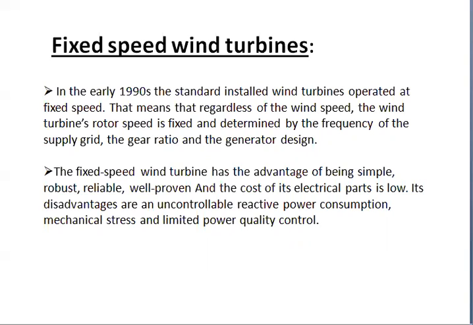In general, wind turbines can operate either with a fixed speed or variable speed. Coming to the fixed speed wind turbines, in the early 1990s, the standard installed wind turbines operated at fixed speeds only. That means regardless of the wind speed, the wind turbine's rotor speed is fixed and it is determined by the frequency of the supply grid, the gear ratio and generator design also.